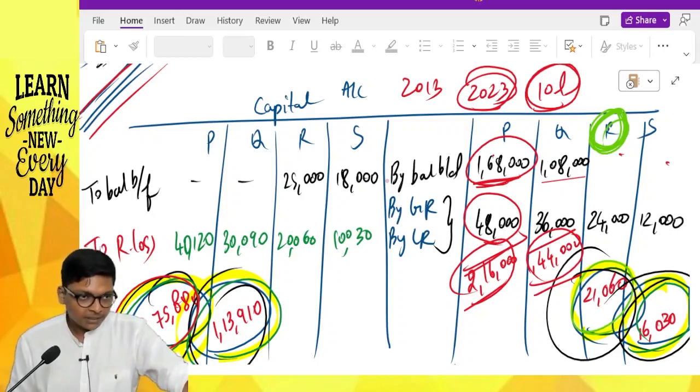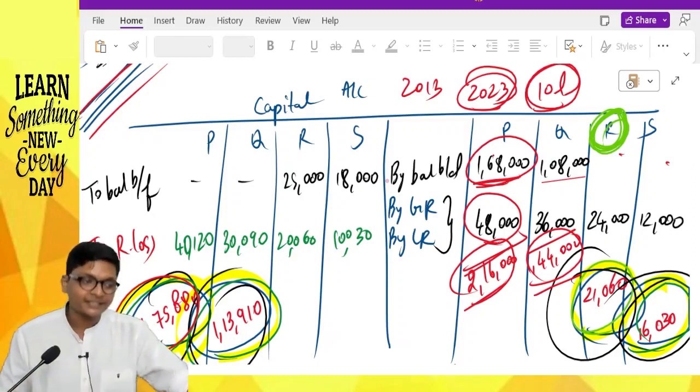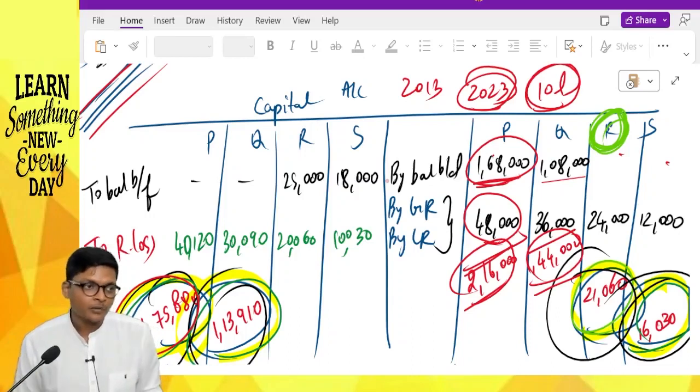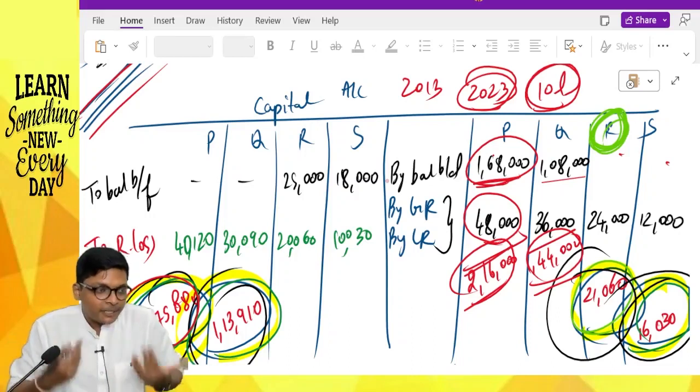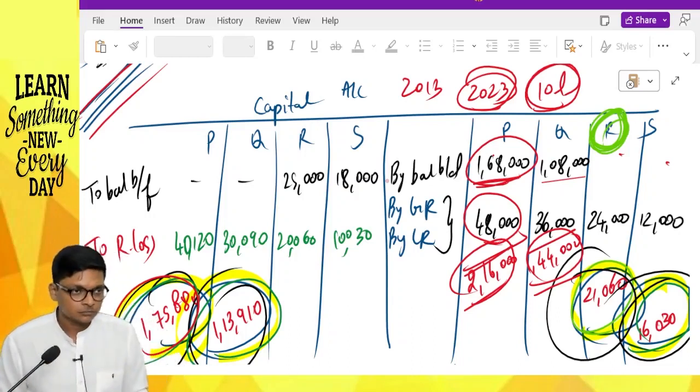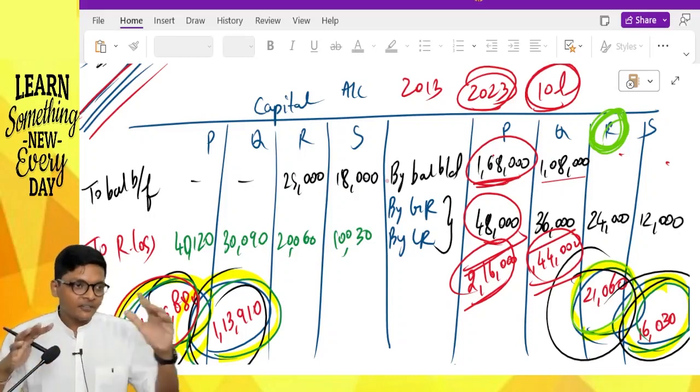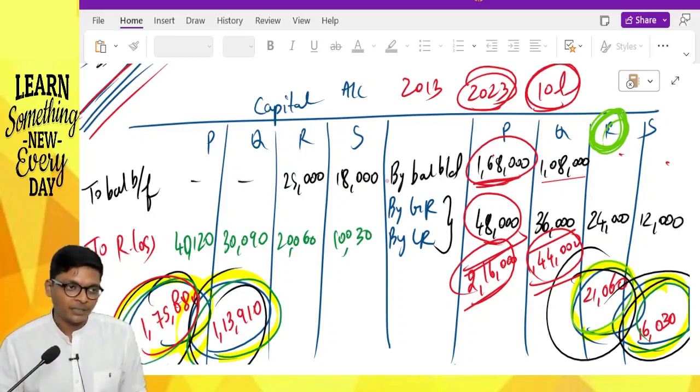Yes. But that's what I invested in the business. What I have invested in the business is 2,16,000. Reserves has to be split. What belongs to me, my interest, my profit share is 48,000. What is my capital?